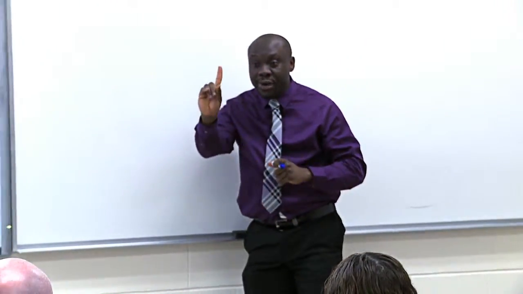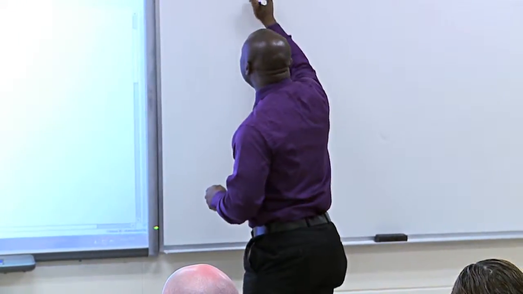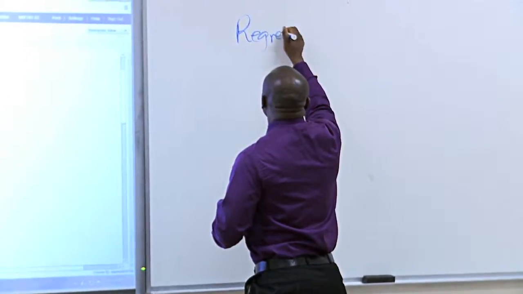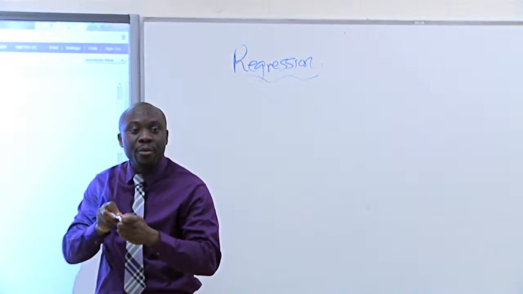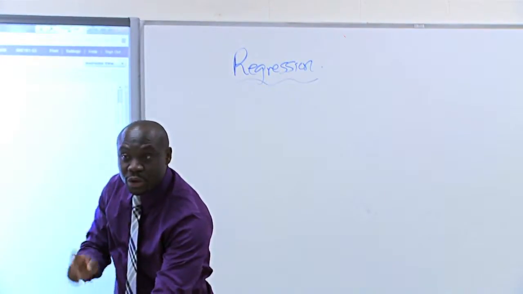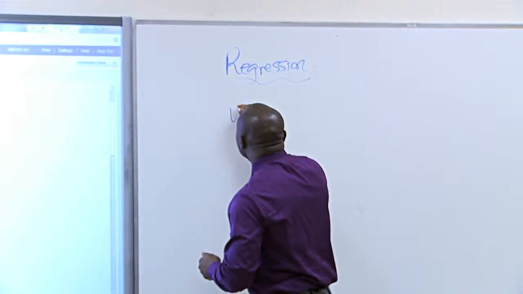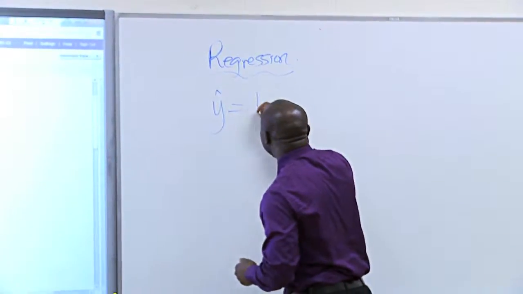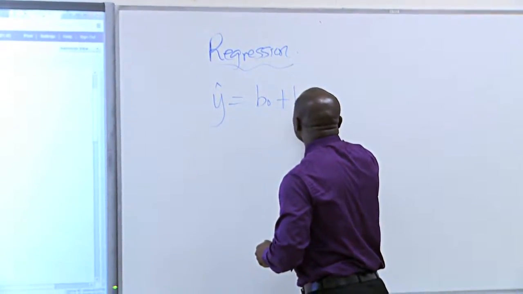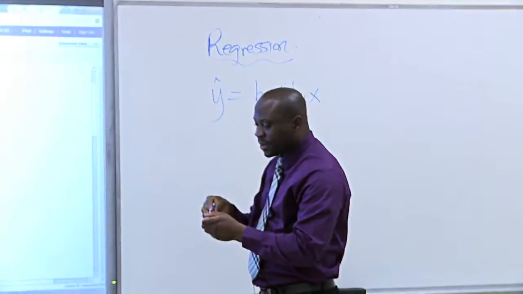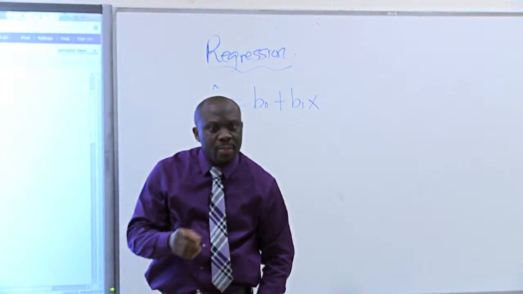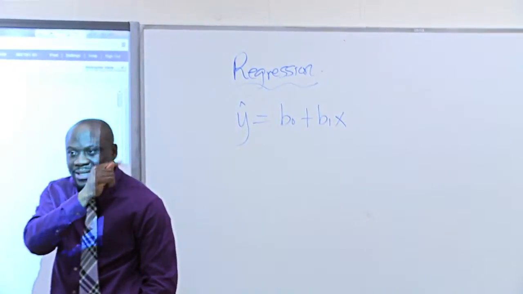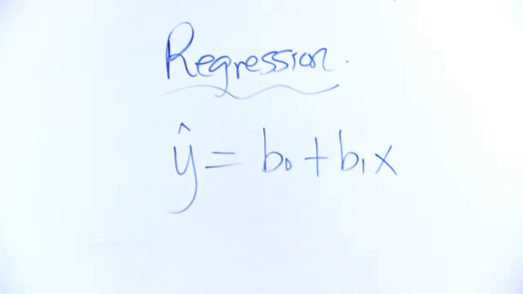Let's talk about regression. Regression. Oh, you already have that? I wrote this on the board the first day. Regression. Yes, we're going to talk about that. Now, regression is given by y equals, did I write B0? Excellent. B1 x. Let's try to understand this before we do the numbers.